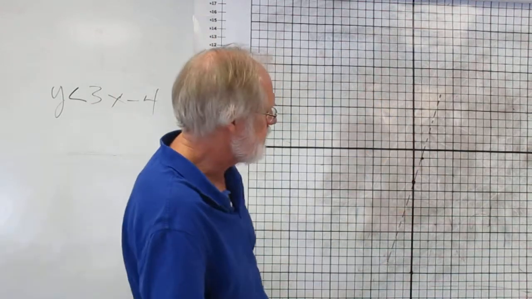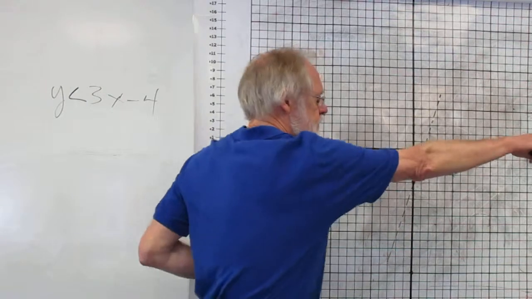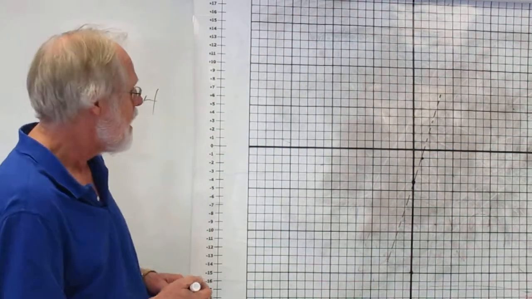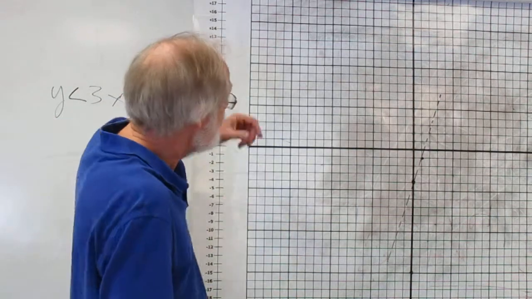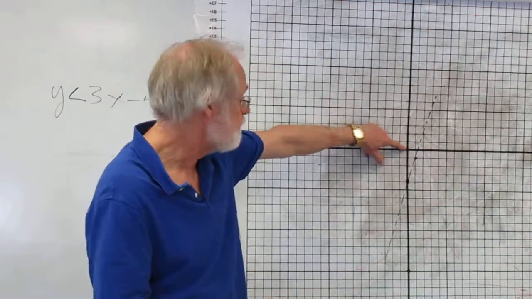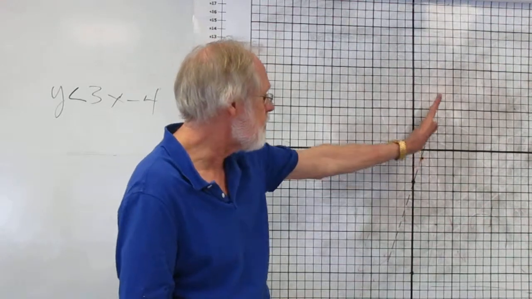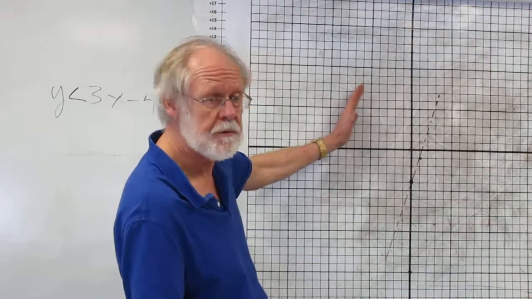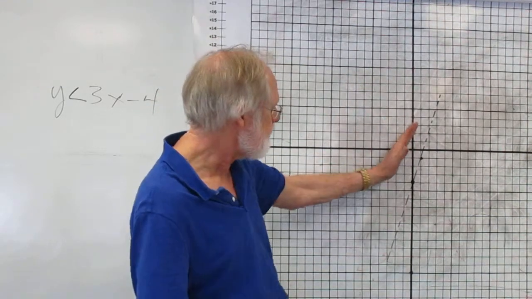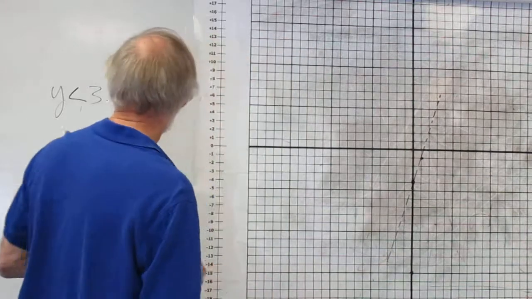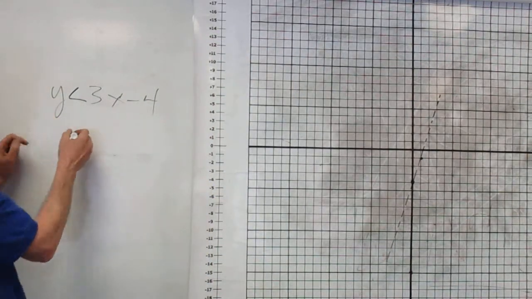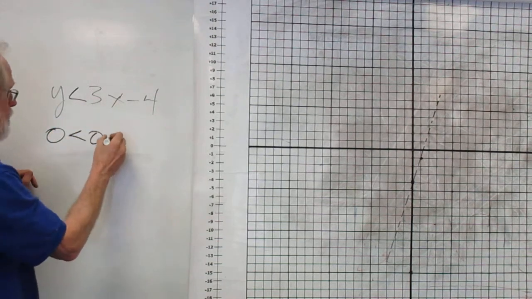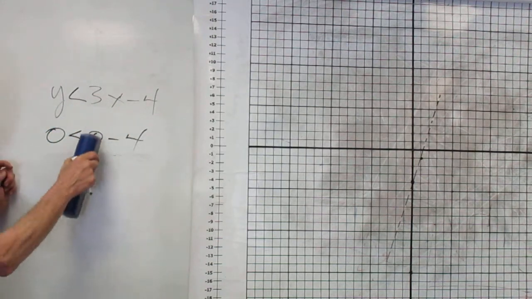Well, I could test any point. I could test 3,562 and negative 1,874, but why be so difficult when we could pick 0, 0? Unless 0, 0 falls right on the line, you will either find out that it works, in which case you shade the side it's on, or it fails, in which case you shade the other side. So let's look. If I put 0, 0 in, I get 0 is less than, now 3 times 0 is 0, minus 4.